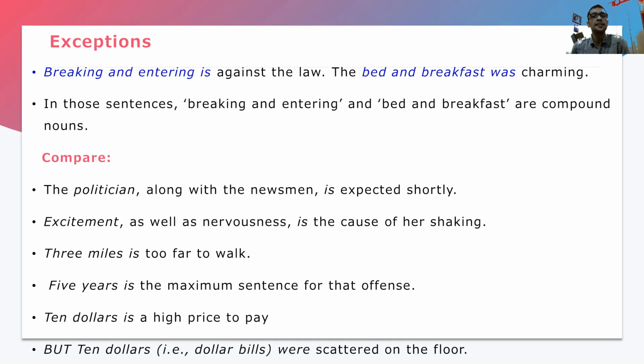Excitement as well as nervousness is the cause of her shaking. Three miles is too far to walk. Five years is the maximum sentence for that offense. $10 is a high price to pay. But $10, that is dollar bills, if it is dollar bills, then the verb is plural: were scattered on the floor. So the last two sentences are very important for you to take note. Okay, let's go to the next slide.